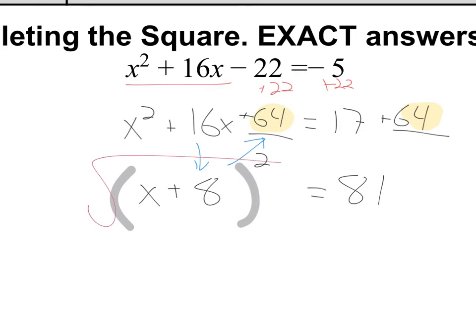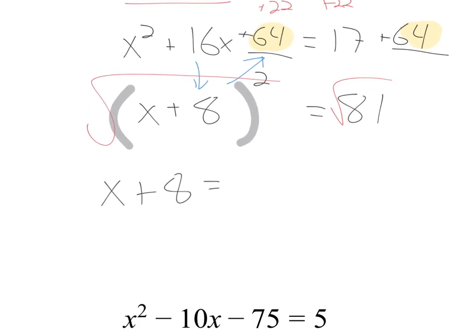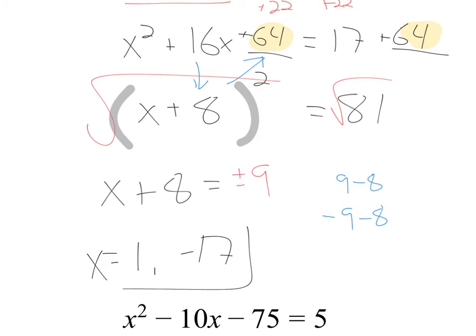So from here, square root to get rid of the squared, we're going to get x plus 8 equals a positive or a negative 9. So you could write that as plus or minus 9 if you want to, or you could write it as two separate equations. To get x by itself, I'd have to subtract 8. So 9 minus 8, and then negative 9 minus 8, what are each of those respectively? We would get 1 and negative 17. Those would be our two answers. All right, halfway there.